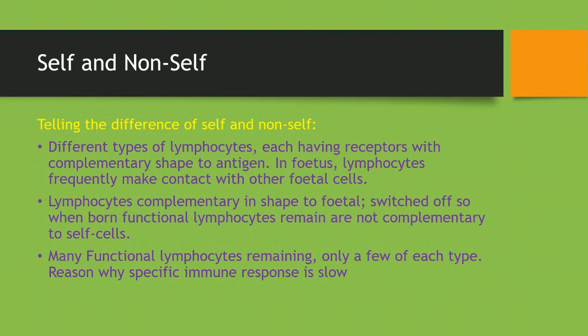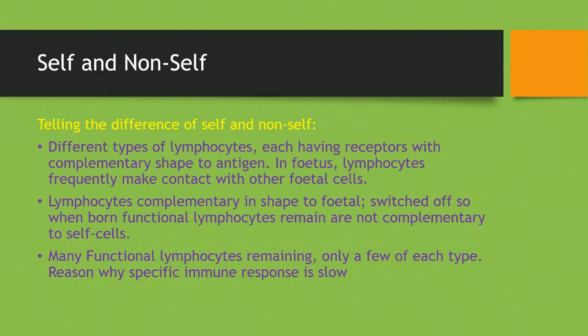So how can you tell the difference between self and non-self cells? Well, there are different types of lymphocytes to start with, each having receptors with a shape complementary to an antigen. In the fetus, lymphocytes are frequently making contact with other fetal cells, but the lymphocytes with shapes complementary to the fetal cells are switched off. So when the fetus is born, functional lymphocytes are not complementary to self cells, and so they won't target self cells.